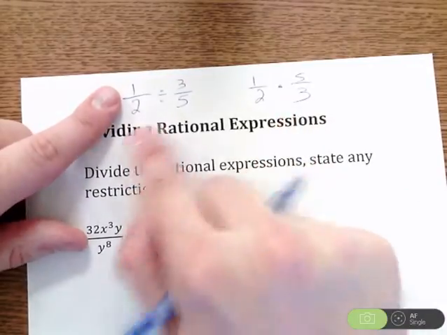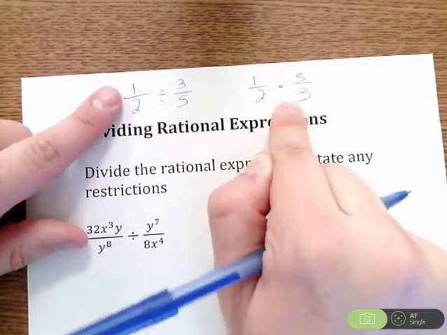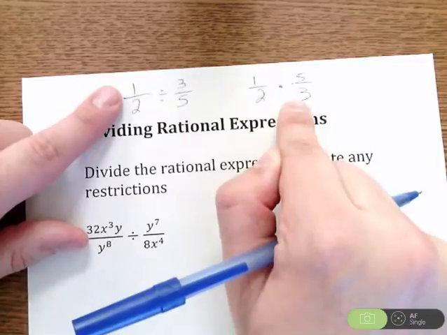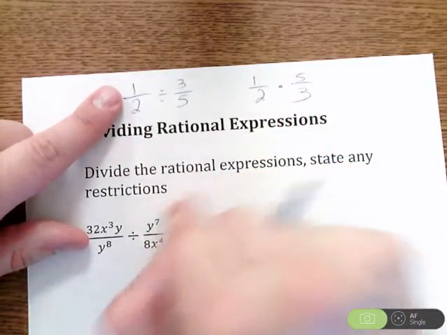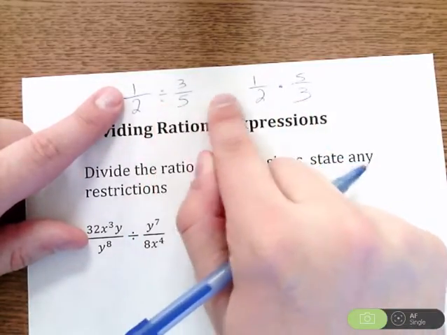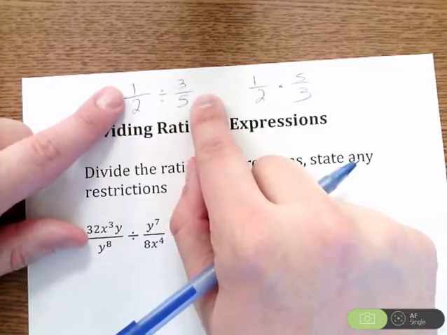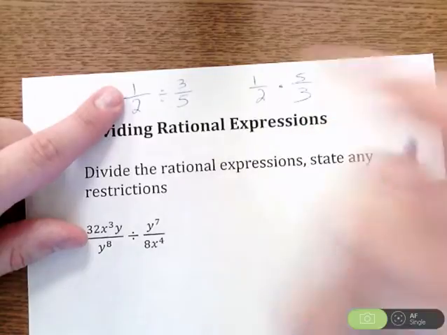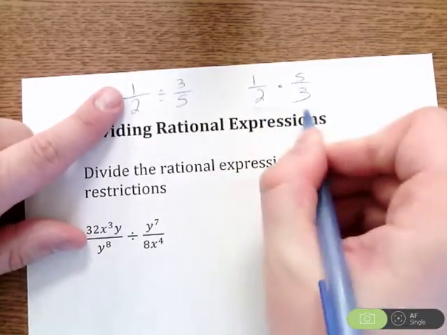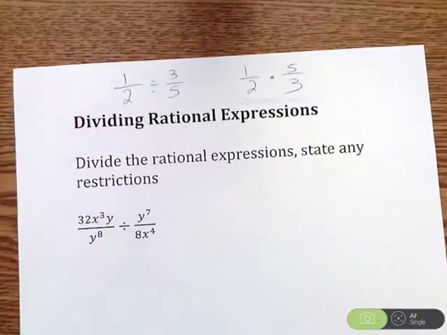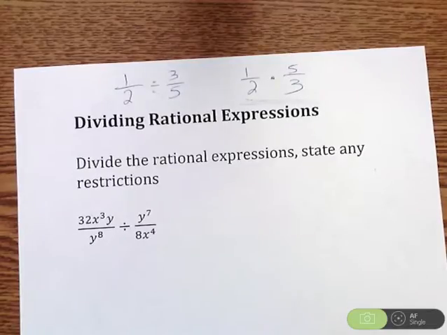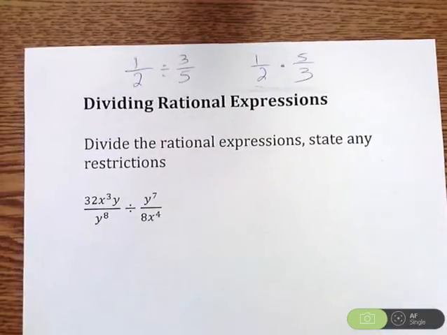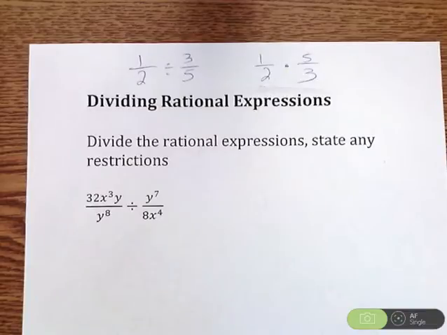What's nice about this is we've done multiplication before. So the only new thing about these types of problems is to take the second fraction, the second rational expression, take the reciprocal, and now it's a multiplication problem. If you know how to do multiplication problems, a lot of it is exactly the same. There is going to be one more catch, and that comes in the restrictions. I'll talk about it when we get there.